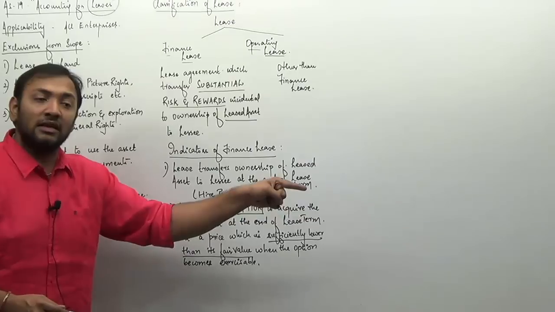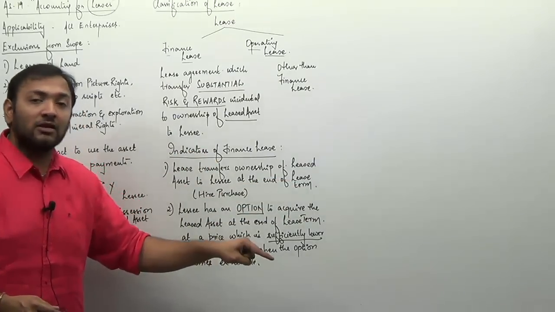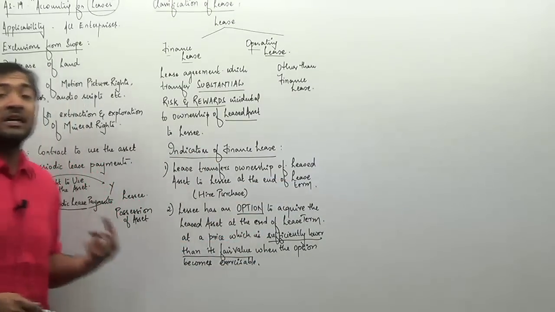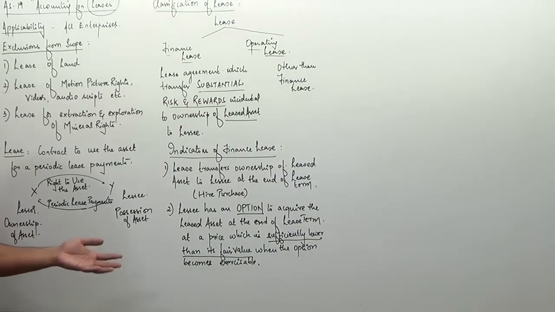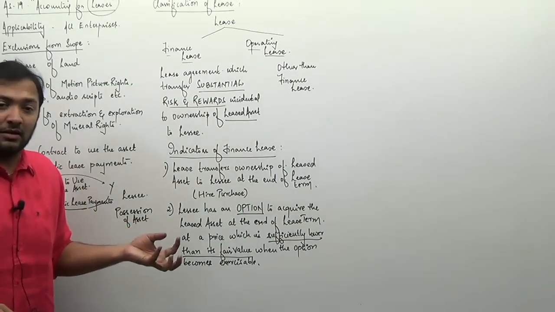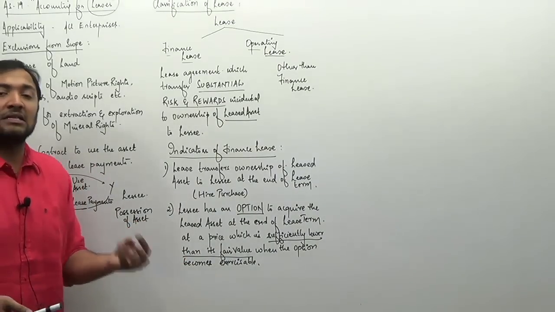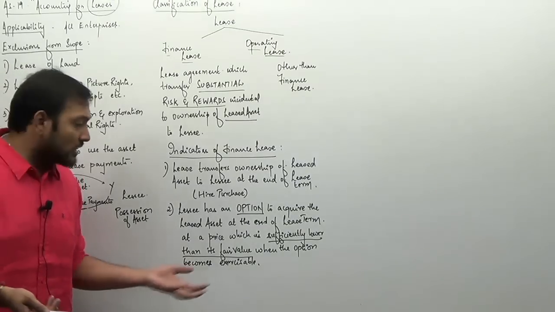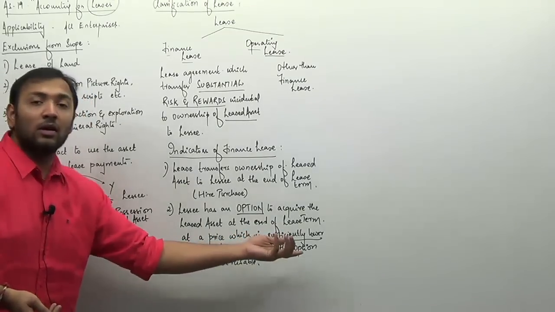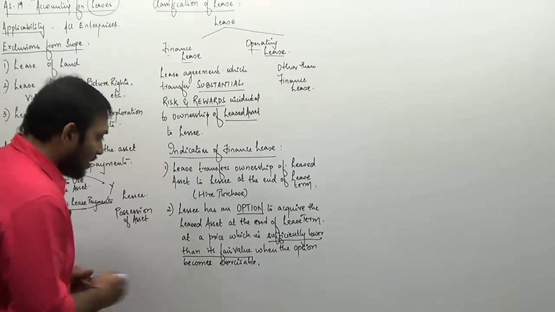So at the end of the lease term, whatever is the fair value of the leased asset, the price at which he can purchase the leased asset should be sufficiently lower. Sufficiently lower in the sense there is no particular measure to that. Sufficiently lower can be taken as even 40%, 30% or 50% of the fair value as well. So there is no particular measure to tell you what is sufficiently lower here.